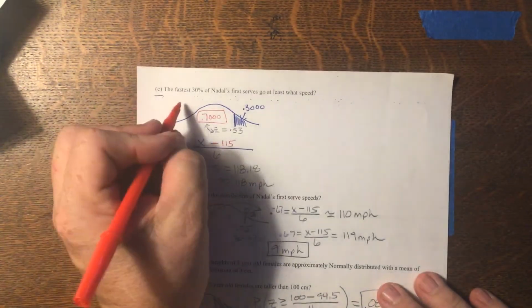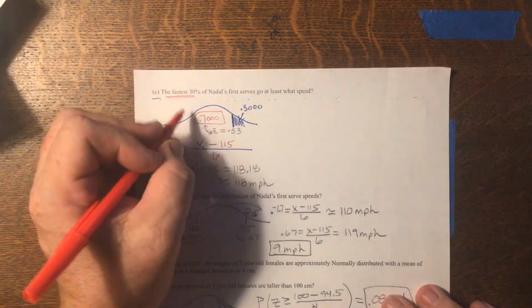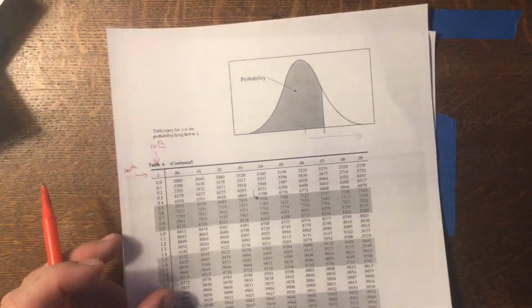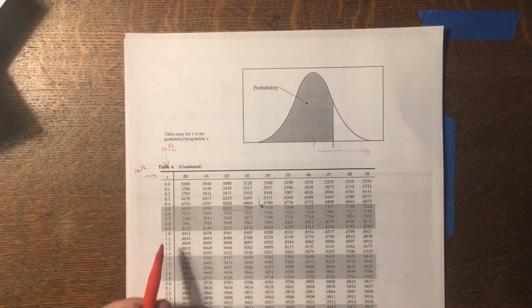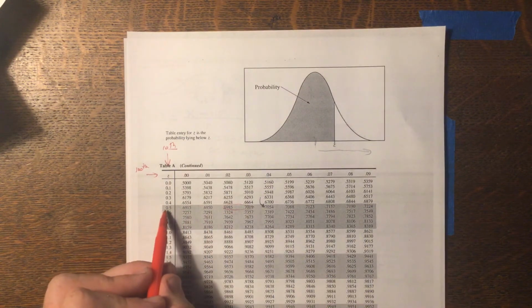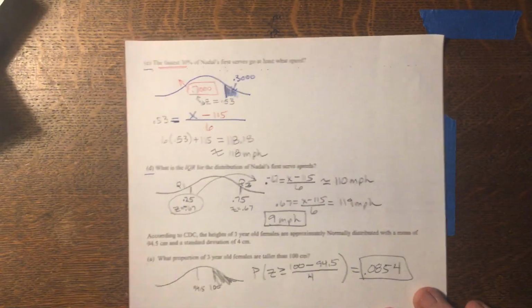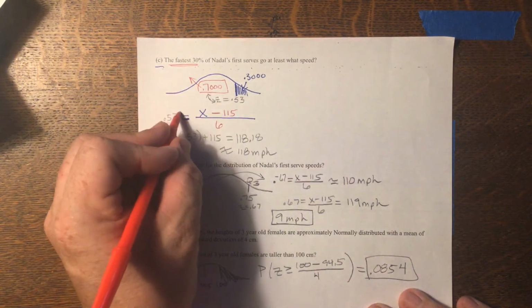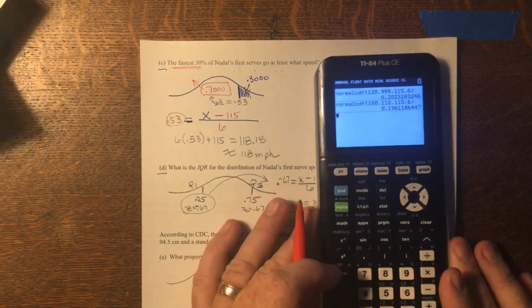So let's go through all these different ones here. So the fastest 30%. So again, if it's 30%, well, the area we're looking for is 70. So we would go to our 70%, and we're right here. Our 70% is right here, which is a z-score of 0.53, 0.52 in there somewhere. And then we would work with it that way, okay?